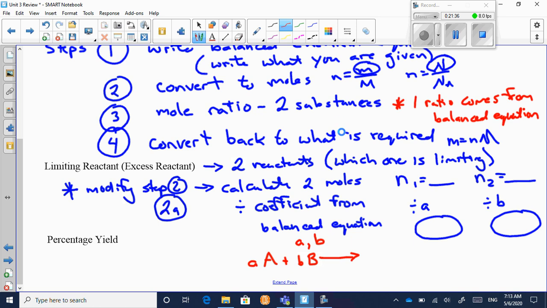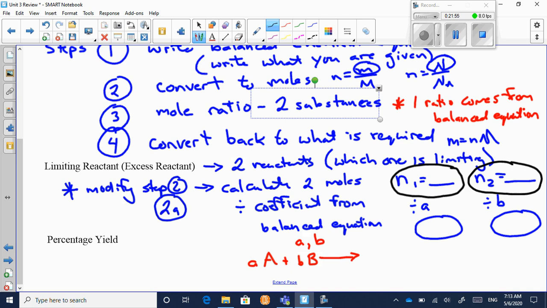Now, the one other thing I'm going to say is that once you've established which is the limiting reactant, please remember to go back to this value to use in your step 3, or this value, whichever one was limiting. That's what you use in step 3. So you've used this little extra calculation to figure out which one was limiting, but then go back to the number of moles in your step 3.